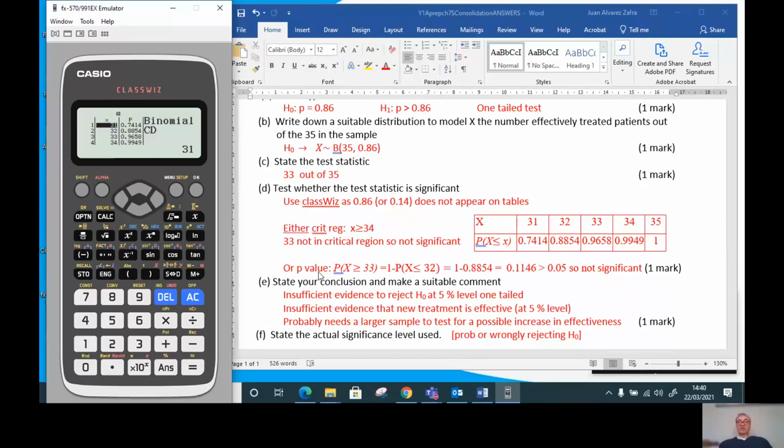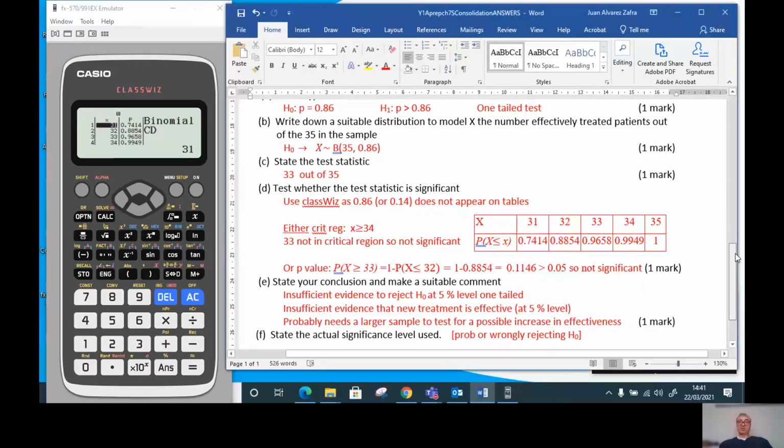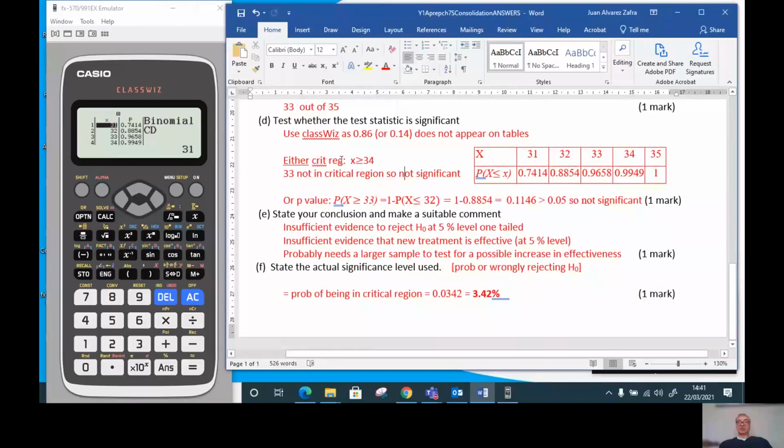Or if we're using a p-value test, the probability of being greater than or equal to 33 is 1 minus the probability of being less than or equal to 32. The probability of being less than or equal to 32 is 0.8854. So the probability of being greater than or equal to 33 is actually 0.1146, which is about 11%, and that's more than 5%. So it doesn't lie in the critical region. The probability of being 33 or more is not significant. So a test statistic of 33 does not lie in the extreme region to reject H0. So that's using the p-value, or you could use the critical region.